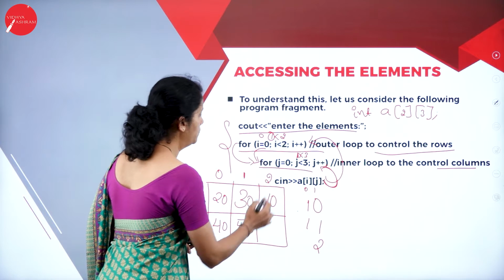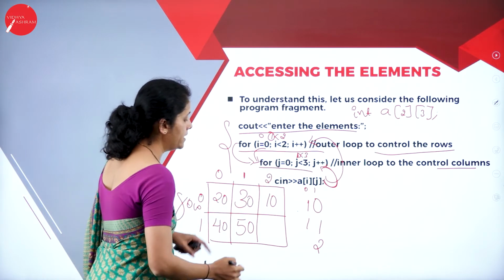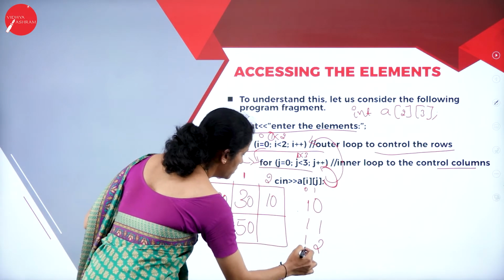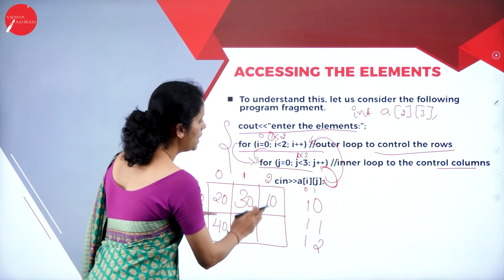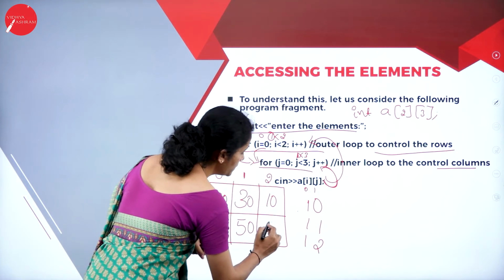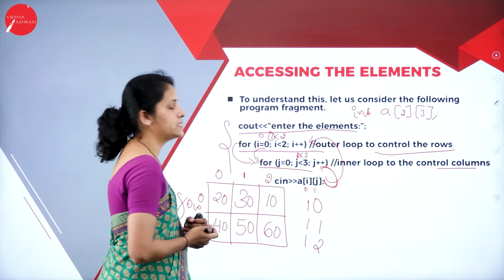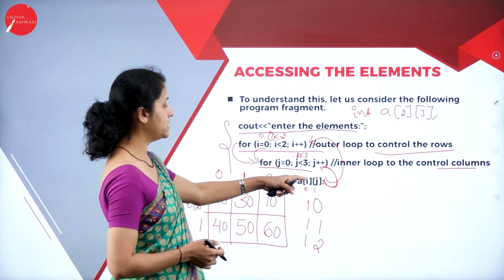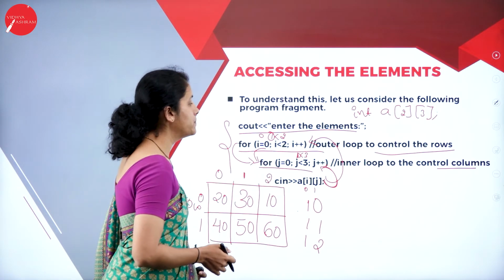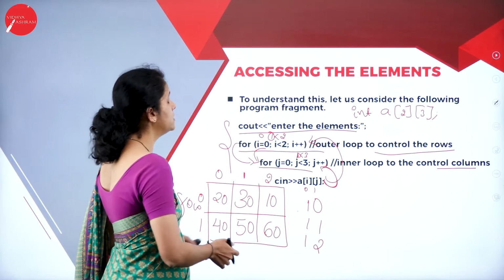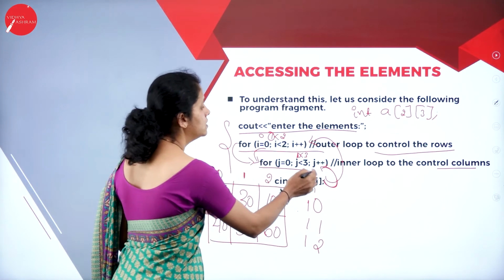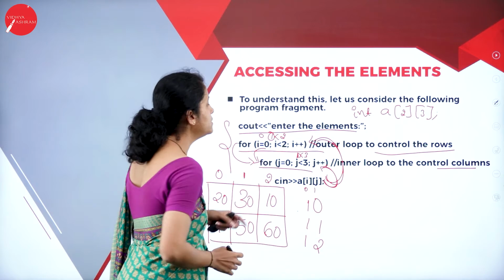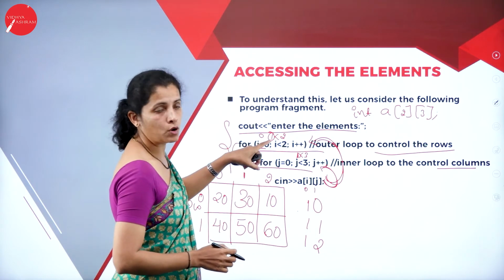2 less than 3, it is true. First row and third column, I'm going to store 60. Now j is incremented by 1. j is 3. 3 less than 3, the condition is false. Now the control is transferred to the outer for loop.